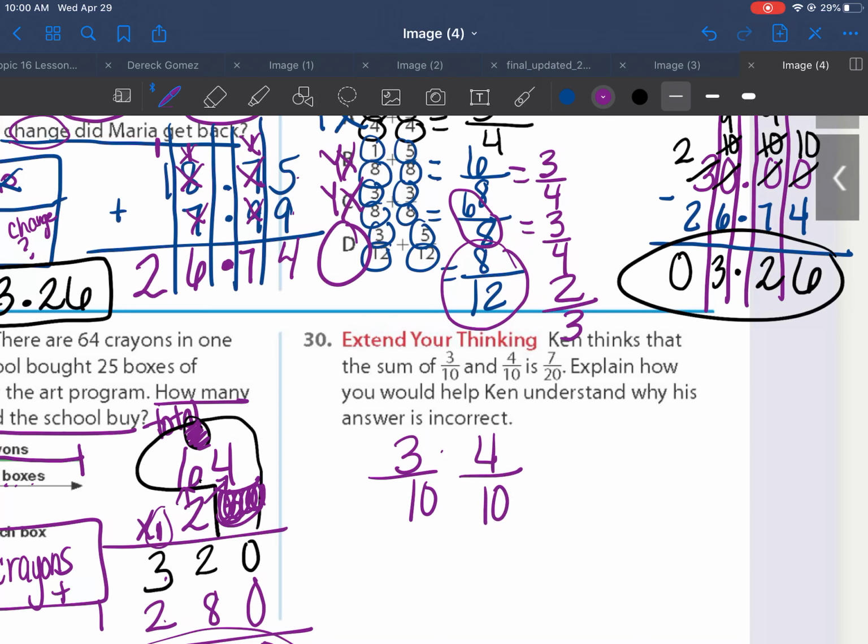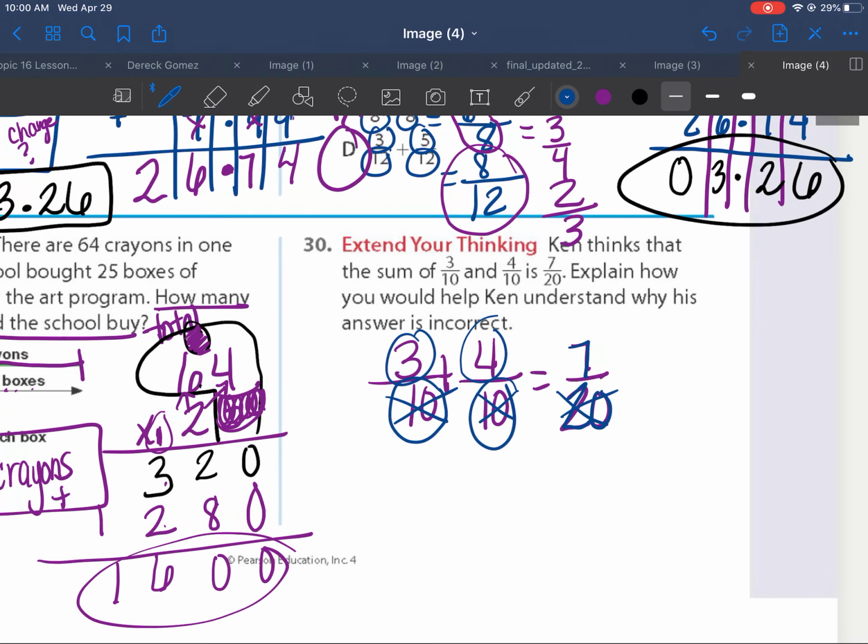Okay, 30. Ken thinks that the sum of 3/10 and 4/10, he said sum, so that means add, is 7/20. Explain how you would help Ken understand why his answer is incorrect. And remember, I told you this is a mistake that a lot of students make. They add the denominator. 10 plus 10 equals 20. 3 plus 4 equals 7. But remember, we do not add the denominator.